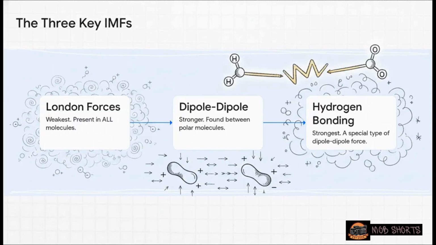All right, for grade 12, there are three main players you've got to know, and you have to know them in order of strength. At the very bottom, we have London forces. They're the weakest, but get this, they are in every single molecule, no exceptions. A step up, we have dipole-dipole forces, which you find between polar molecules. And then at the very top, the heavyweight champion of them all, hydrogen bonds, the strongest by a long shot.